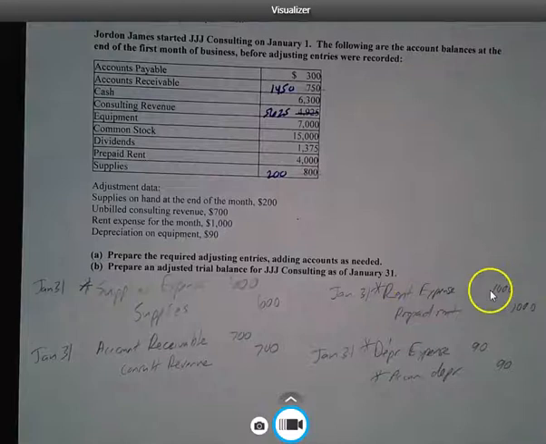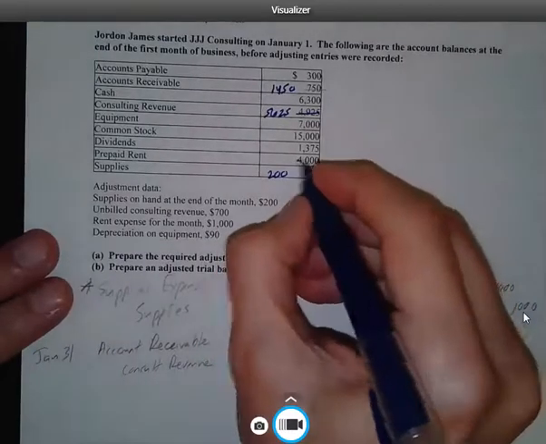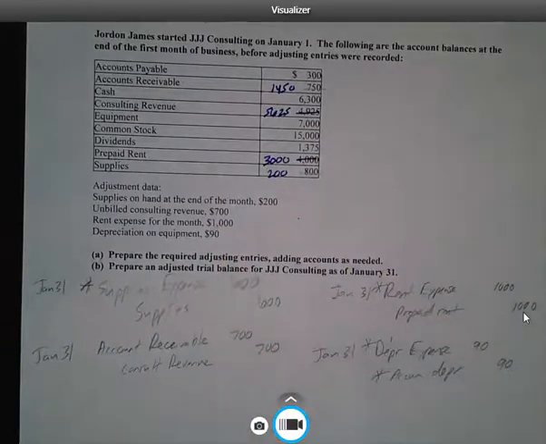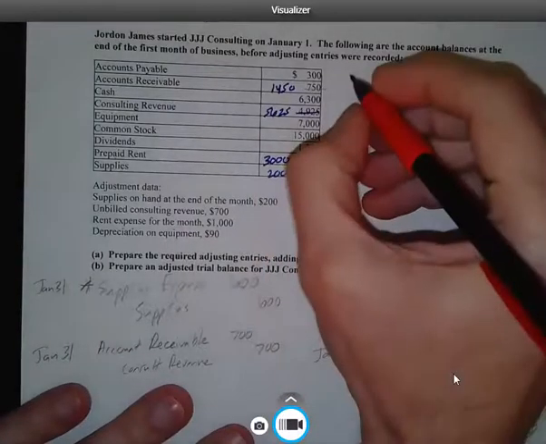Rent expense, we'll put that on there, $1,000. Prepaid rent went down by $1,000, giving us $3,000. And then we're going to have to add both depreciation expense and accumulated depreciation. Okay, very good. So we're going to do this in good form, and I'm just going to check off these accounts as we go. So we didn't do anything with cash.